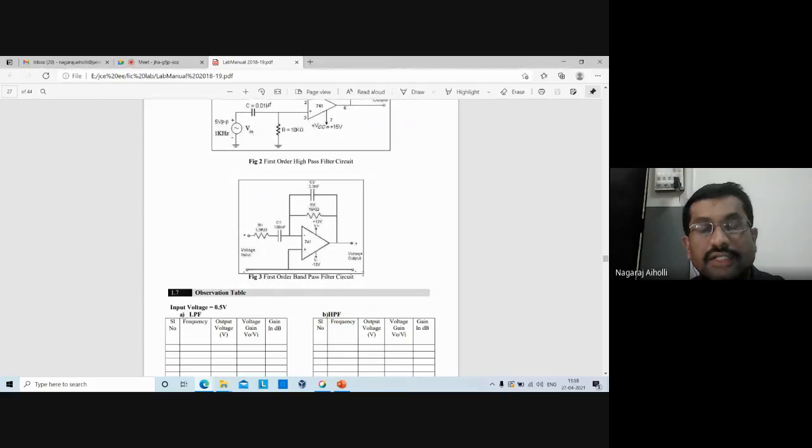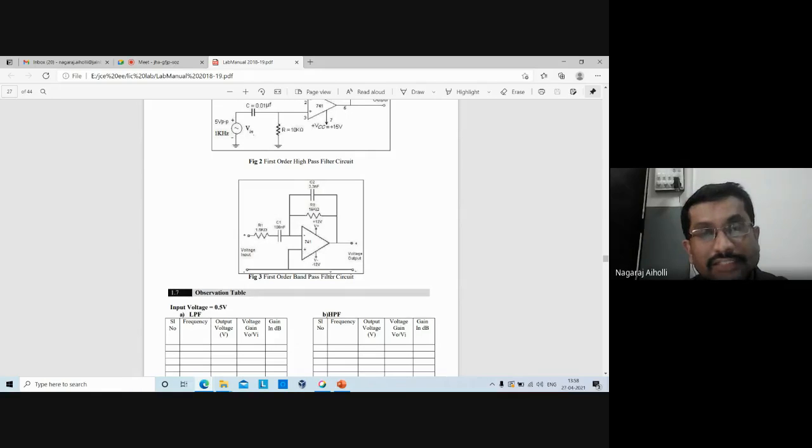Then the band pass filter circuit. What is meant by band pass? Band pass means it passes only a certain band of signals or frequencies. Suppose you want to pass only from 20 hertz to 2 kilohertz. It will pass only the frequencies between 20 hertz and 2 kilohertz. Below 20 hertz it will remove those frequencies, and above 2 kilohertz it will remove those frequencies too.